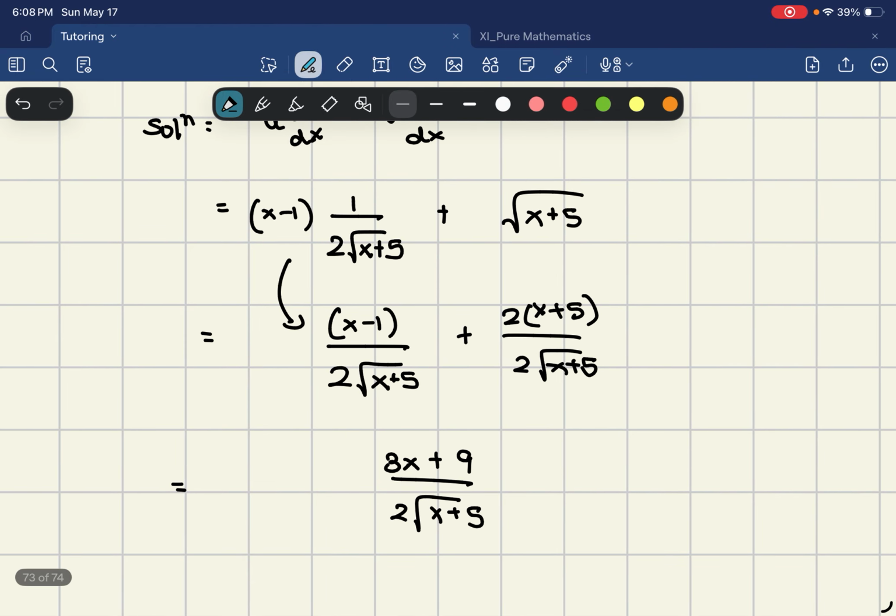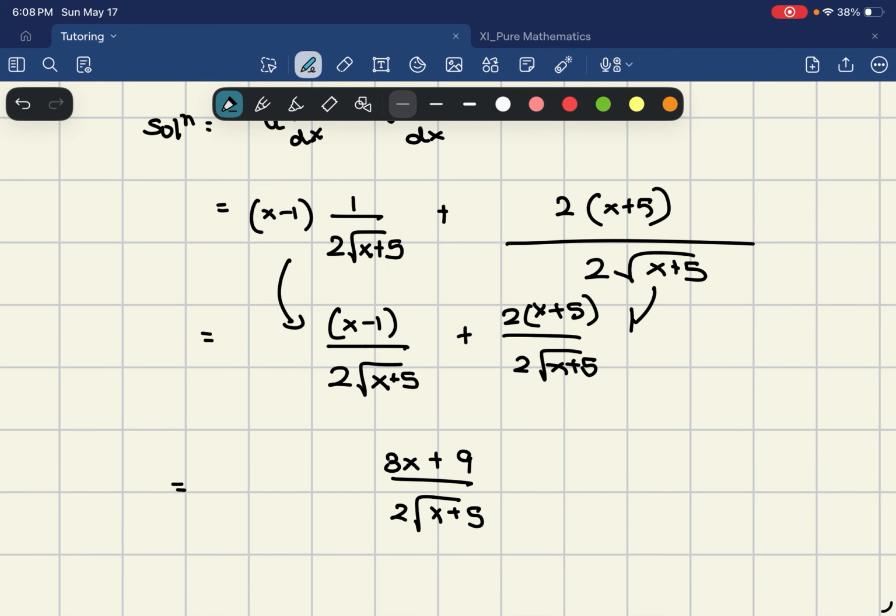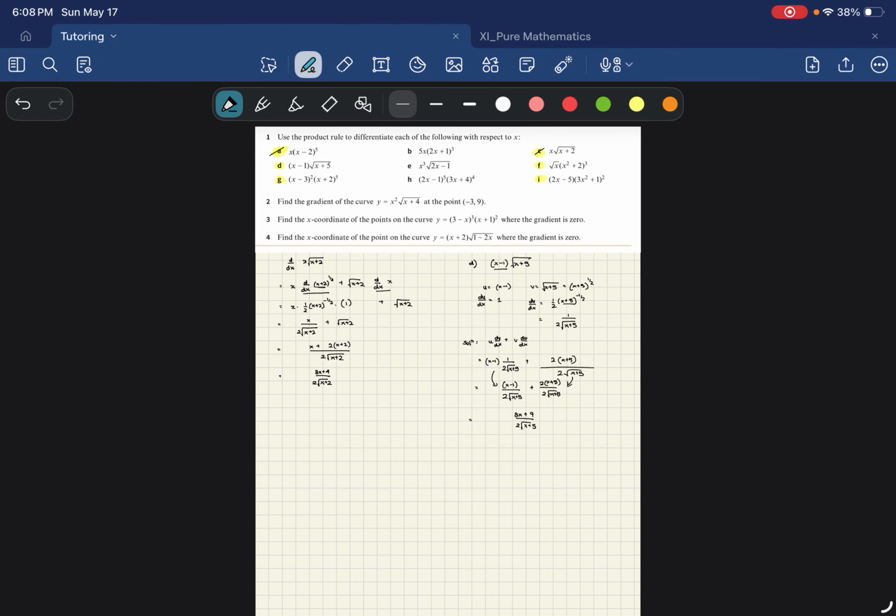So if you're wondering how I got here, it is as follows. I take this, I multiply and divide by the square root of x plus 5, and that will give me x plus 5 in the numerator. And then I multiply and divide by 2. So that is how I went from here to here. Alright, so we're done with D as well.